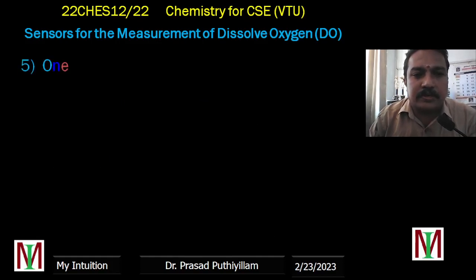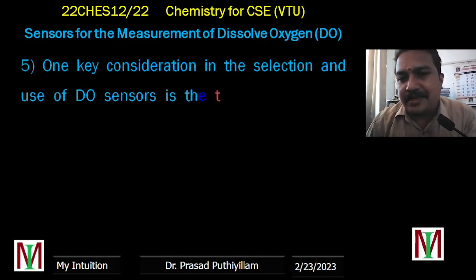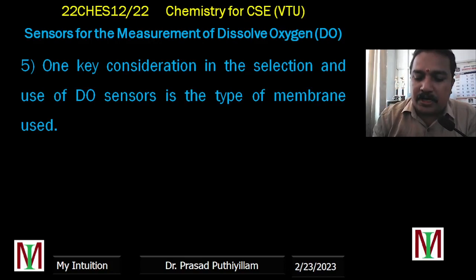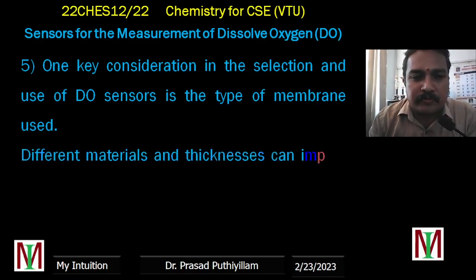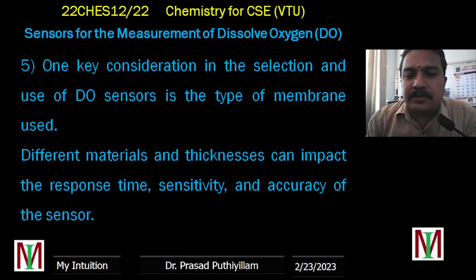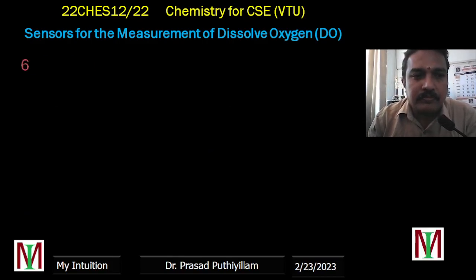Okay, no more complications. One key consideration in the selection and use of a digital oxygen sensor is the type of membrane used. Okay, as I said, there is already a membrane in the first polarographic sensors. The type of membrane will affect the dissolved oxygen measurement. Different materials and thickness can impact the response time, sensitivity, and accuracy of the sensor.